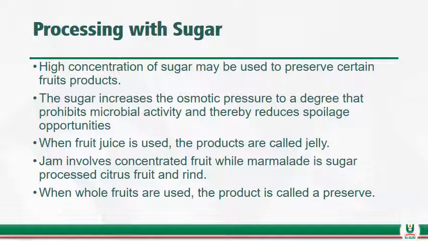So in the case of your fruit juice, you can process it with sugar, and when you do that, it is called jelly. And also your jam, and those are combinations of concentrated fruits, while your marmalade is sugar that is processed with citrus, and the rind, that's the back of the citrus, that's how you get your marmalade. So these are ways that you can preserve with sugar. And if it is the whole fruit that you preserve with sugar, then the product is called a preserve.